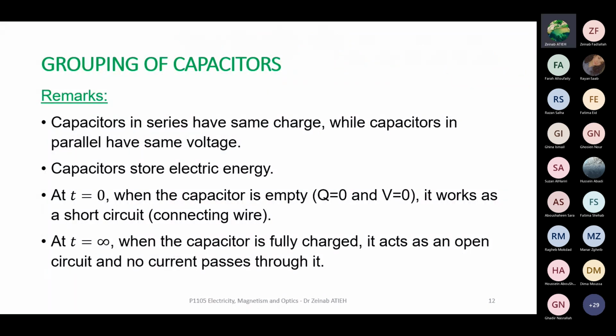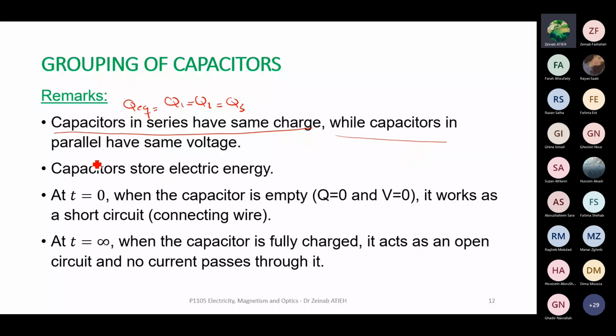Some remarks which help us to solve some questions. Capacitors in series have the same charge. So as I have said, series means same charge. The voltages add up, meaning V equivalent equals V1 plus V2 plus V3. Here I have Q equivalent equals Q1 equals Q2 equals Q3.